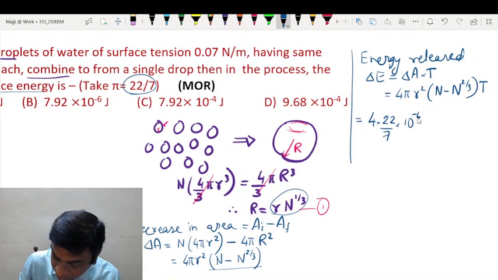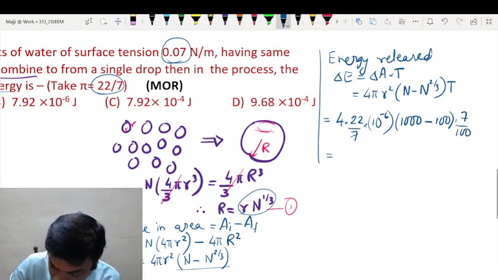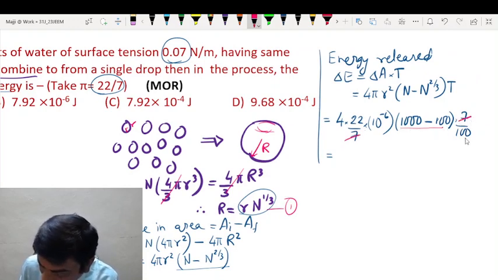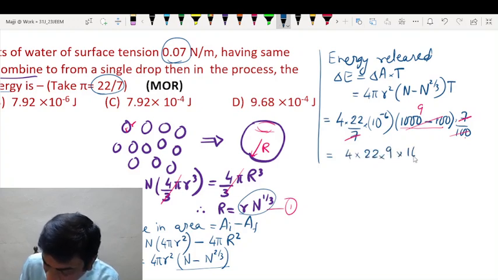So 1 millimeter square is 10 power minus 6 meter square. This is 1000, and cube root of 1000 is 10, square of 10 is 100, into surface tension 7 by 100. So we can cancel 7. 1000 minus 100 is 900. So 900 upon 9, so this 9 will be left here. So we are left with 4 into 22 into 9 into 10 to the power minus 6.